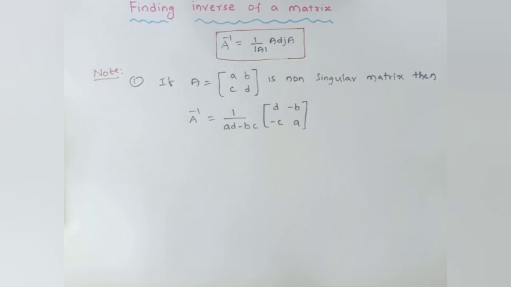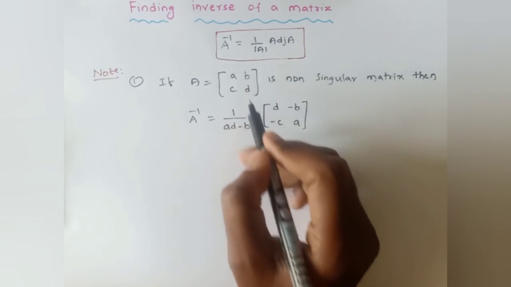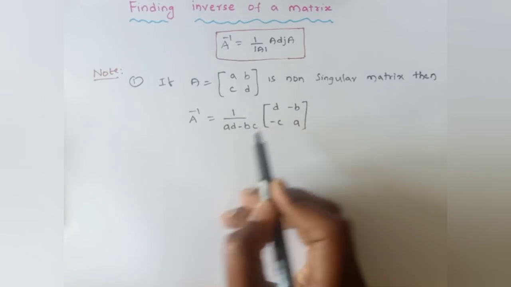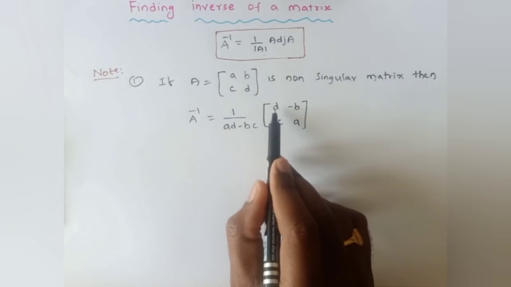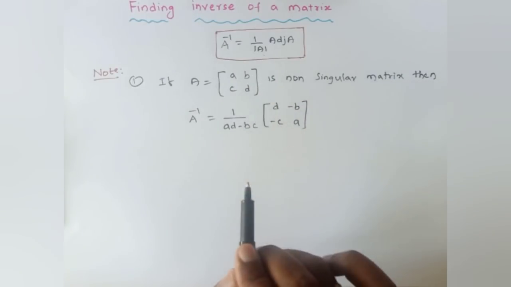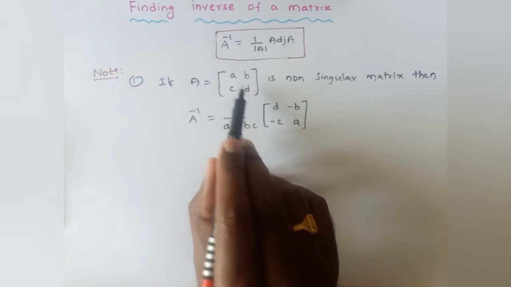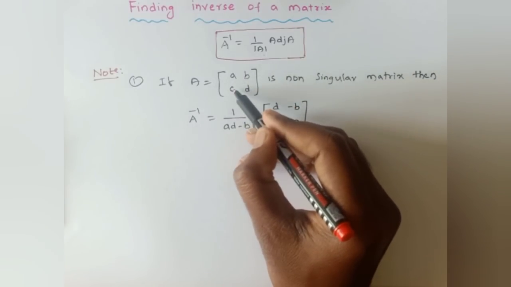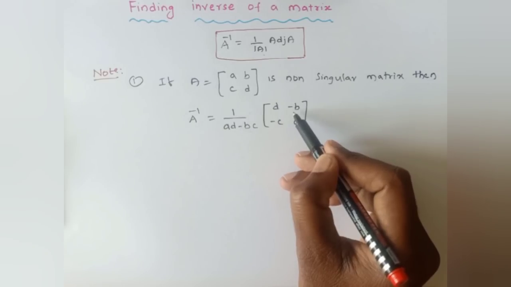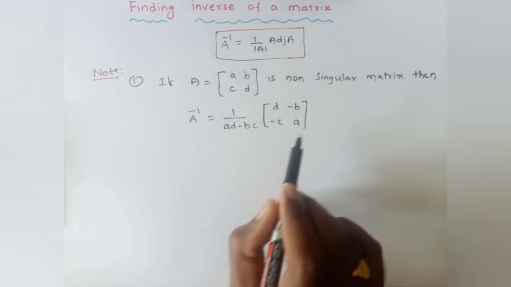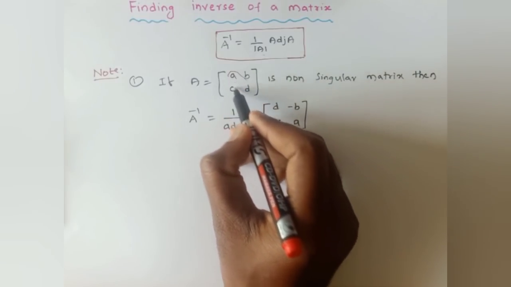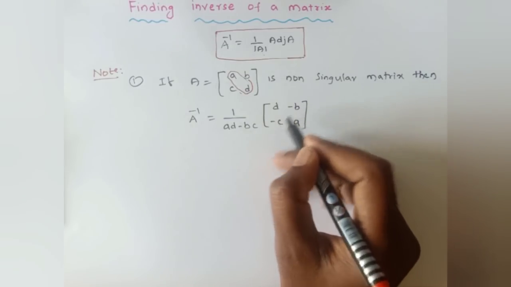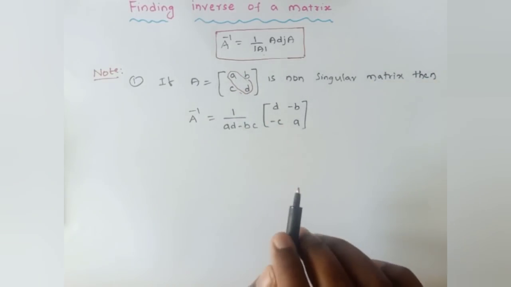So directly you can use this formula to find the inverse of a 2 by 2 non-singular matrix. See here, 1 by AD minus BC means the determinant of this matrix, and this is the transpose of the cofactor matrix. Simply, just interchange the two diagonal elements, A and D, and similarly B and C are as they are, with the negative sign: minus B and minus C.